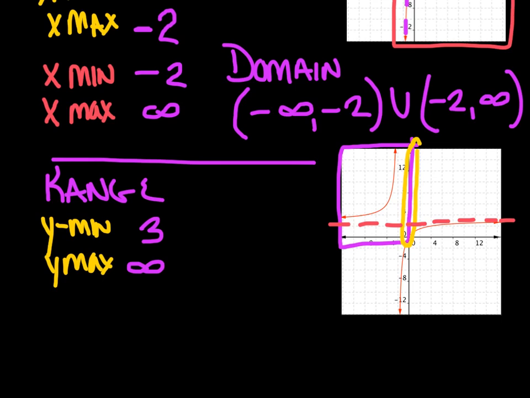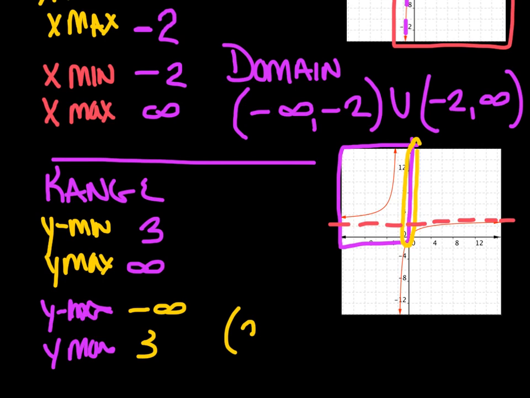When I look at the other section, I need, again, a y min and a y max. If I look at this section, again on the y's, it goes down forever, so my y min is -infinity. And it doesn't go up forever, it only gets close to this asymptotic line, which was at 3. So when I write my range, I'm going to say from 3 to infinity, union, -infinity to 3.